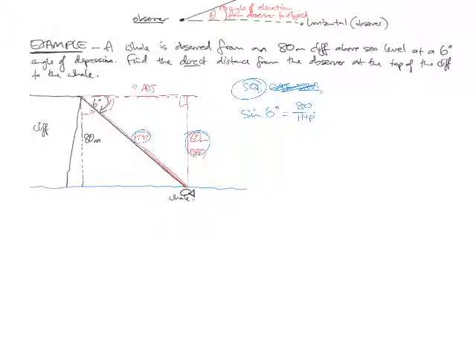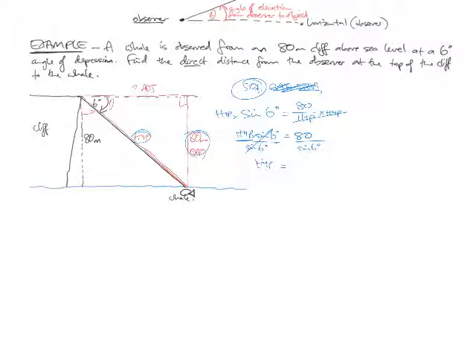I need to get hypotenuse by itself. I can't have it just dividing by hypotenuse here, so we need to times both sides by hypotenuse. That cancels, so you've got hypotenuse times sine 6 degrees is equal to 80. I still need hypotenuse by itself, so the opposite of timesing by sine 6 degrees is dividing by sine 6 degrees. So divide both sides by sine 6 degrees, those cancel, so hypotenuse is going to be 80 divided by sine of 6.